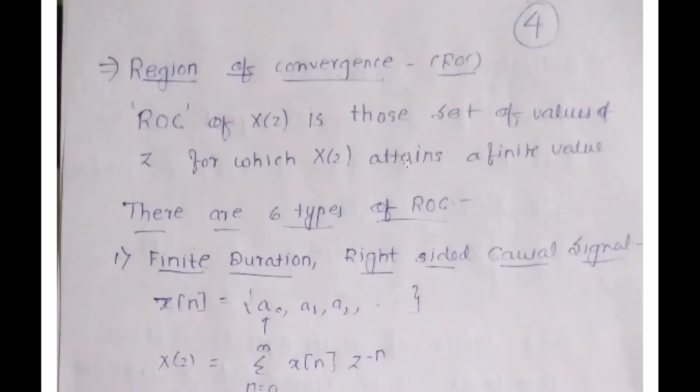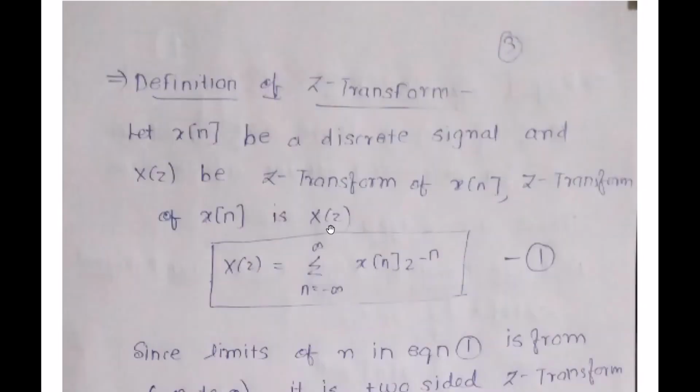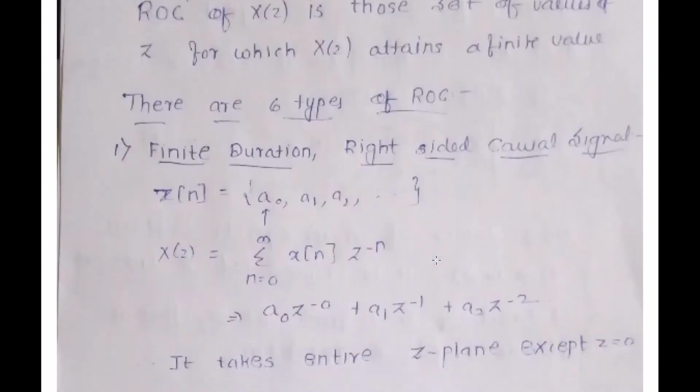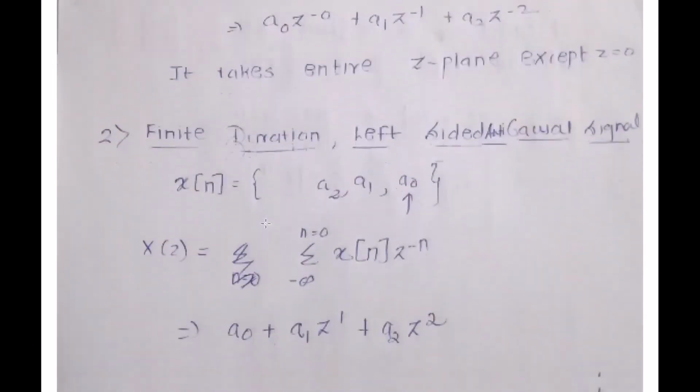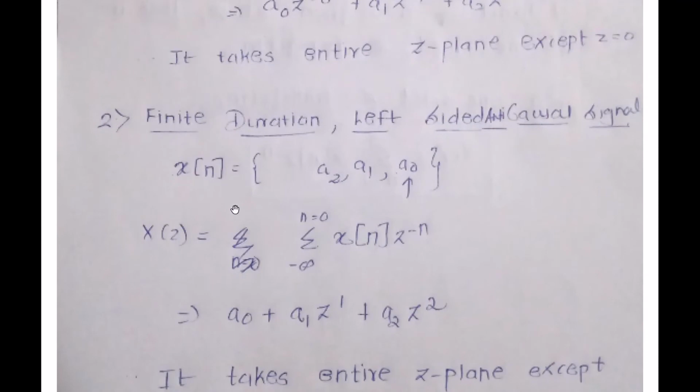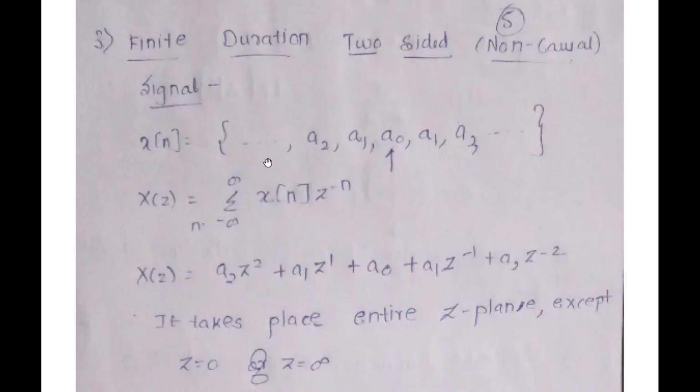So the basic formula is minus infinity to infinity x(n) z raised to minus n. In the first type we started from 0, and the right-hand side goes on, like 0, 1, 2, 3, hence we have 0 to infinity. In the next type we have 0 and towards the minus infinity, hence we have minus infinity to 0. In the third type we have minus infinity to infinity, hence we have the total values 0, 1, 2, minus 1, minus 2.